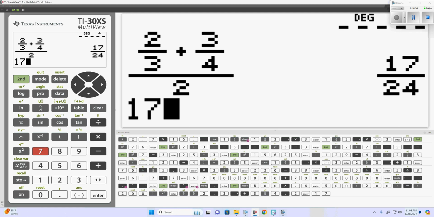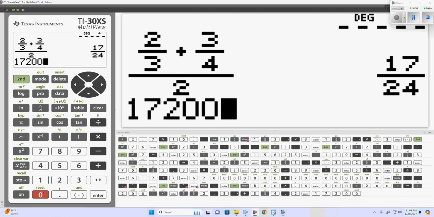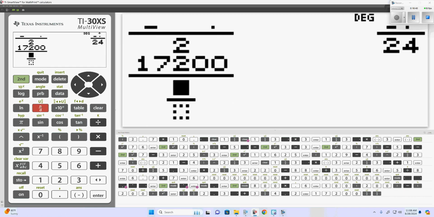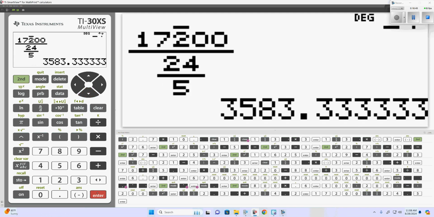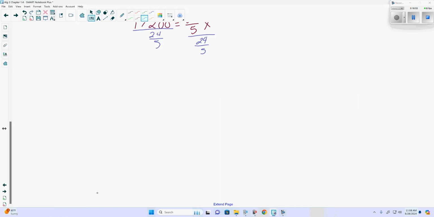So 17,200 over 24 over 5 is 3,583.3 repeated. Or 3,583 and 1/3 seconds.